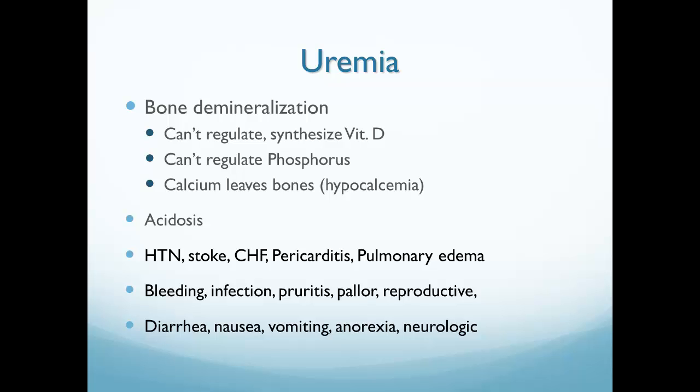Acidosis can occur. Remember, the kidneys are not able to excrete the hydrogen ions, so acidosis starts to occur. We can get hypertension because of the increase in the amount of fluid that's on board, the edema formation. The patient may develop stroke or heart failure, pericarditis, pulmonary edema. Lots of signs and symptoms, lots of complications of chronic renal failure.